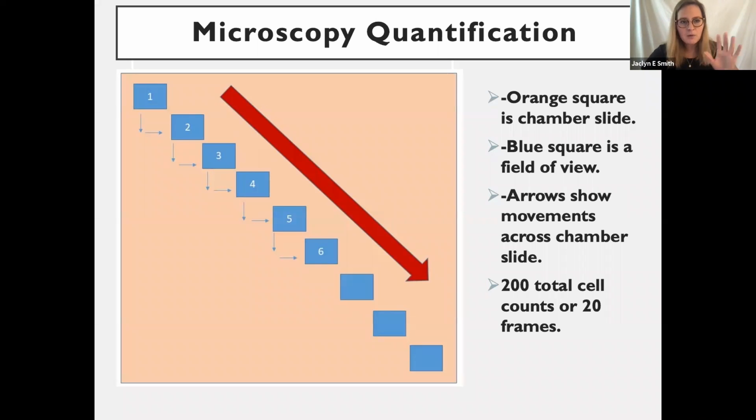Every time I finish counting a field, to move to the next field, a movement of down and to the right or to the left, whatever I'm deciding that day, always has to be made. So it always has to be down and to the side. This helps prevent any overlap of the fields of view, and that way it limits double counting or counting an organism more than once. This pattern continues until I reach either 200 cells or 20 total frames. At that point, that sample has been completed.